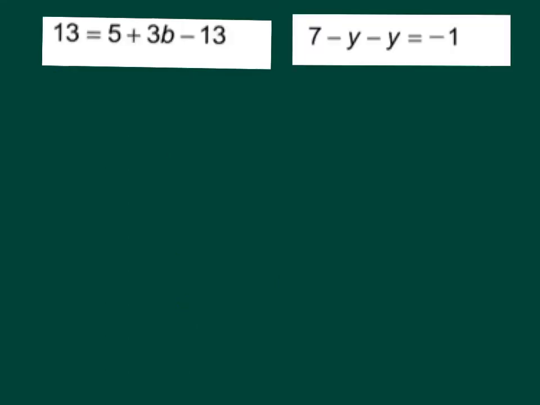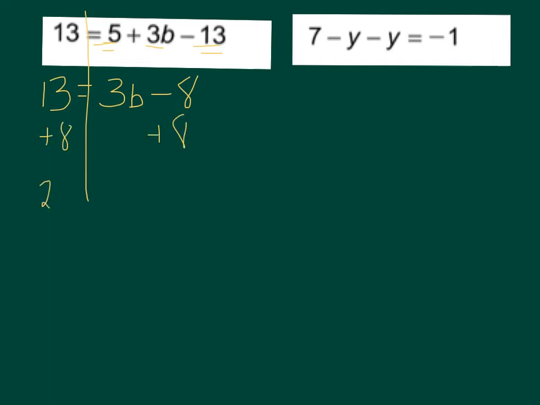All right, next ones. Equal sign. Over here on the left is just a 13. Over here on the right I have 3b. There's nothing to go with the 3b, so I'm going to bring that down, but I do have 5 minus 13, which is a minus 8 or a negative 8. So get rid of the 8 first. We're going to add 8. So we get 21 equals 3b. And then now this is multiplication, so I'm going to divide, and b equals 7.